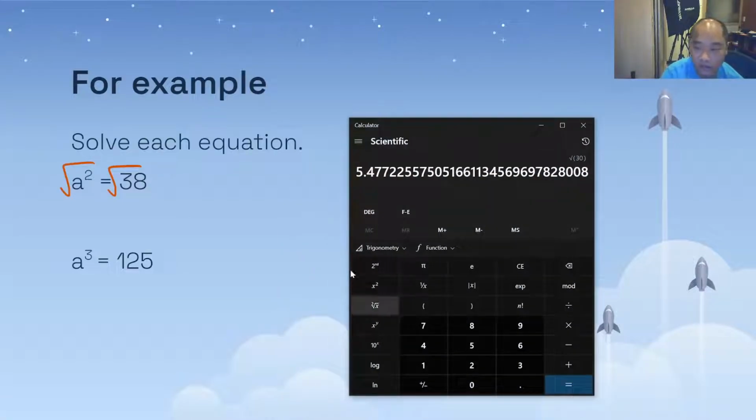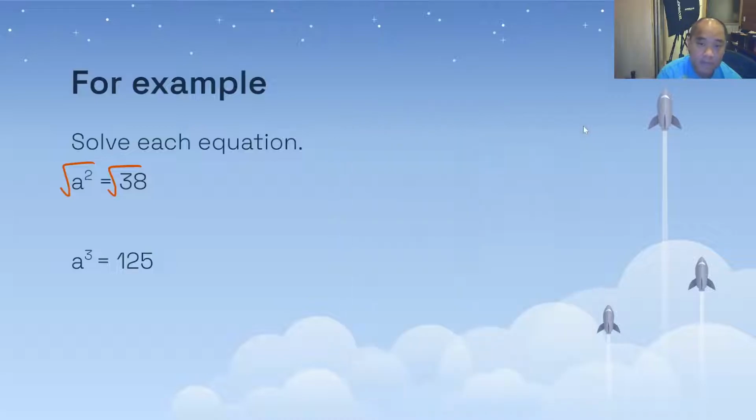Let's go to the calculator. The square root of 38 is going to be 6.164, and so on and so forth. It's going to be this long, long number. But it could be the positive of that number, or it can be the negative of that number. And instead of writing that number, I'm actually just going to write a equals plus or minus the square root of 38.